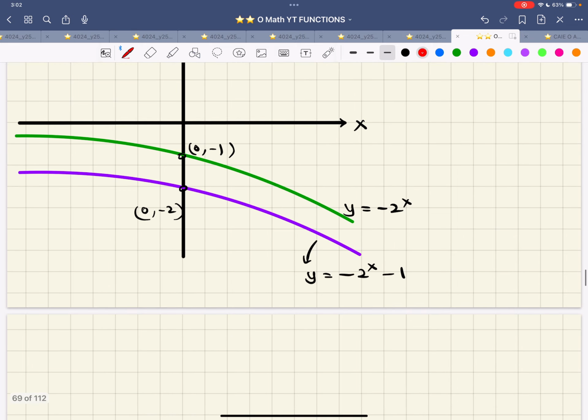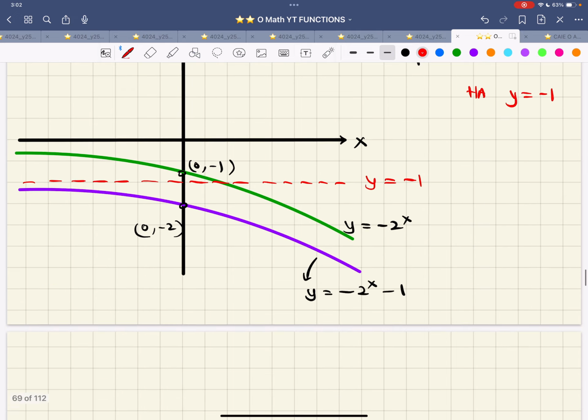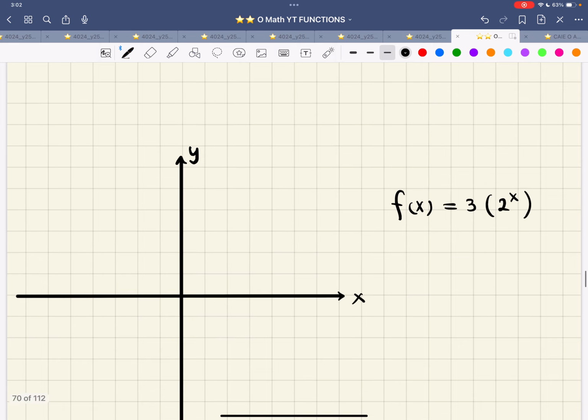Over here, it's gone down. So this is this thing. And over here, it's this thing, y is equals to negative 1. Horizontal asymptote, y is equals to negative 1. I think it's all good, all clear. Now what if I multiply a constant by this exponential function? So now this intrigues people a lot.